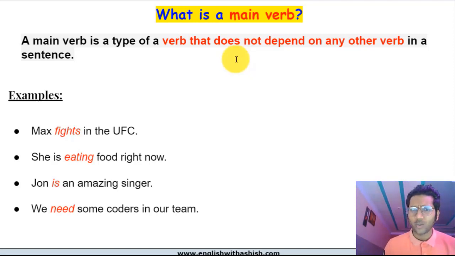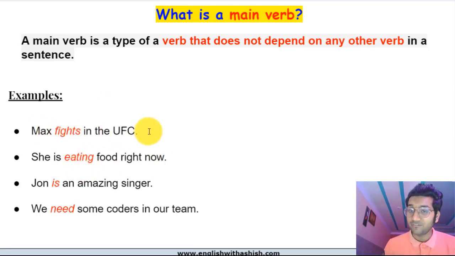What is it? Look at the word main verb. Okay, so it's a type of a verb. A main verb is a type of a verb that does not depend on any other verb in a sentence. As the name goes, it is the main verb. It does not depend on any other verb in a sentence. It is the most important verb in a sentence. It is also called the principal verb. Okay, let's look at some examples of main verbs and understand it.